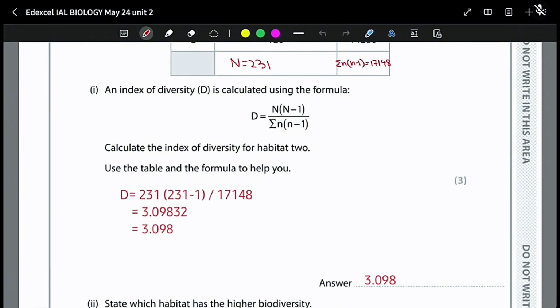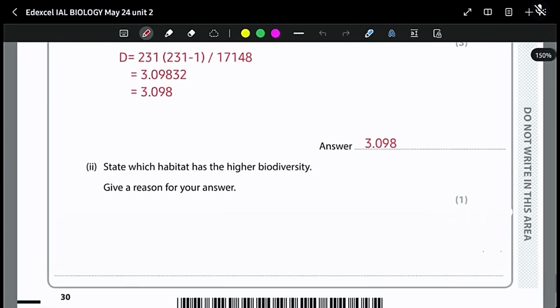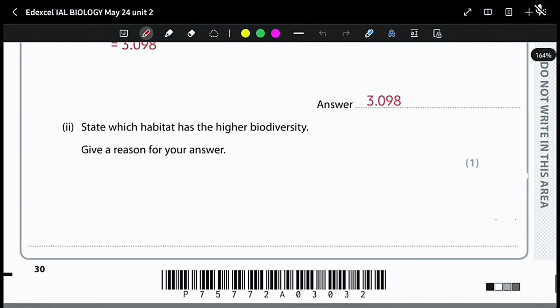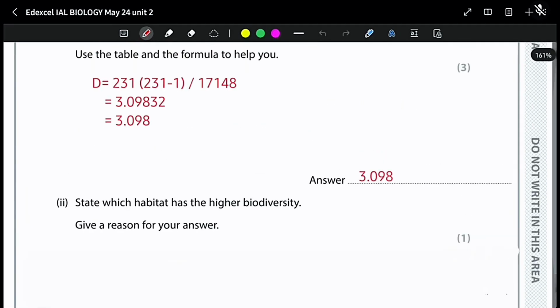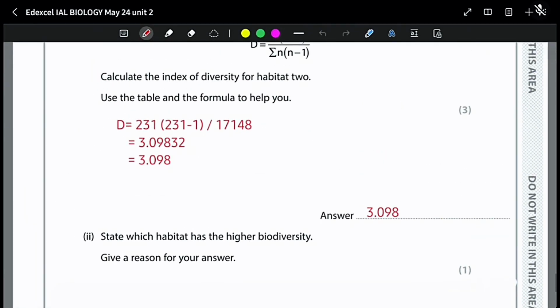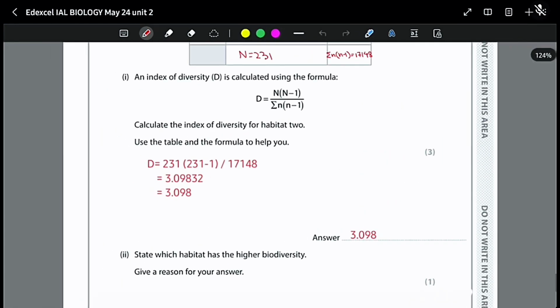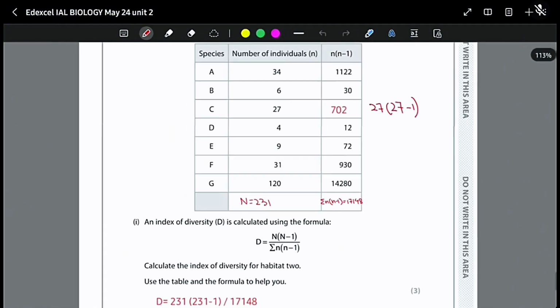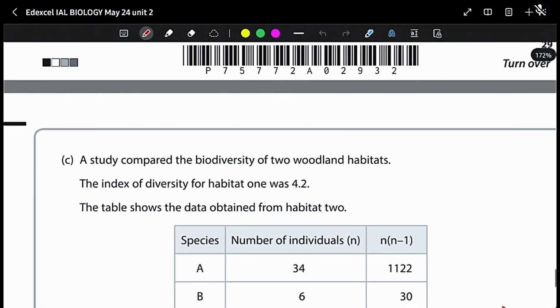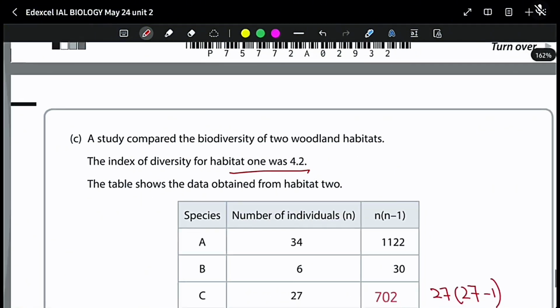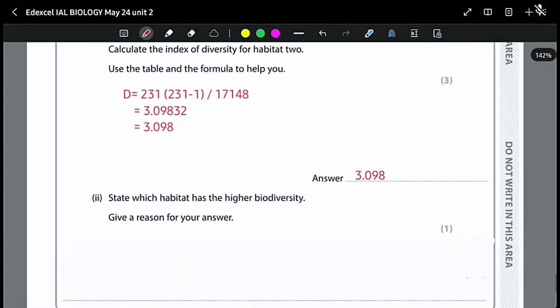Let's go to the next question. State which habitat has higher biodiversity. Give a reason for your answer. Okay, so for habitat 2, we found the index of biodiversity as 3.098. And in the question, the index of biodiversity for habitat 1 was given as 4.2, which is the higher value. So we know the higher the index of diversity, the higher the biodiversity. So habitat 1 is going to have a higher biodiversity.